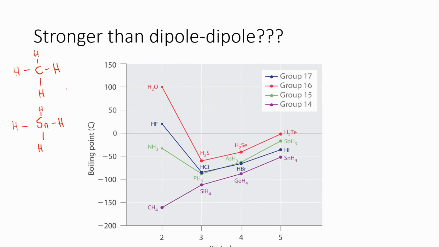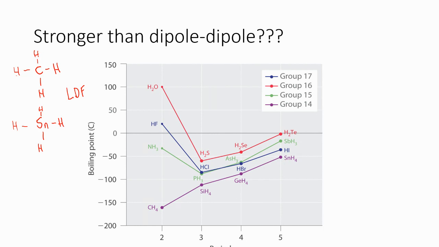Why do these two molecules that are shaped the exact same way have different boiling points? Well, remember, London dispersion forces depend on the total number of electrons or the molar mass of the compound. SnH4 is much heavier than CH4, so it makes sense that it would have a higher boiling point than CH4. But they're all still low because they only have London dispersion forces.